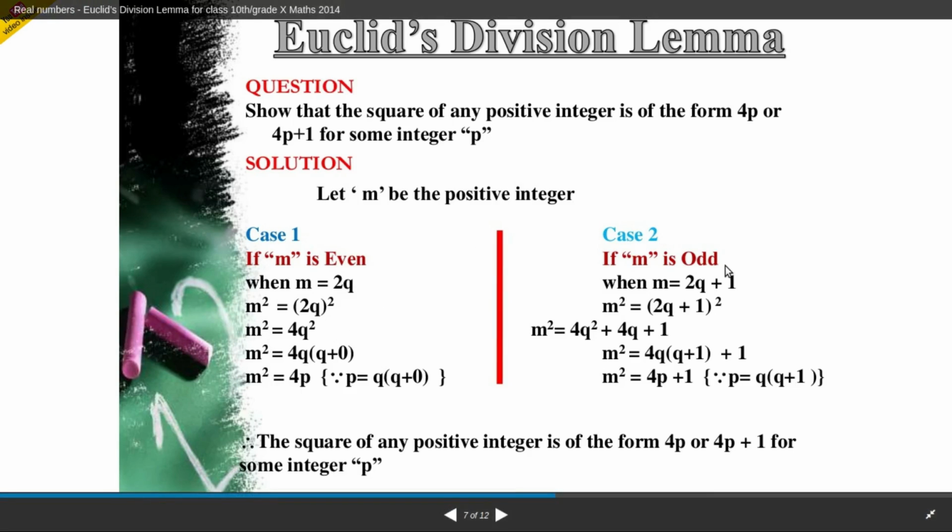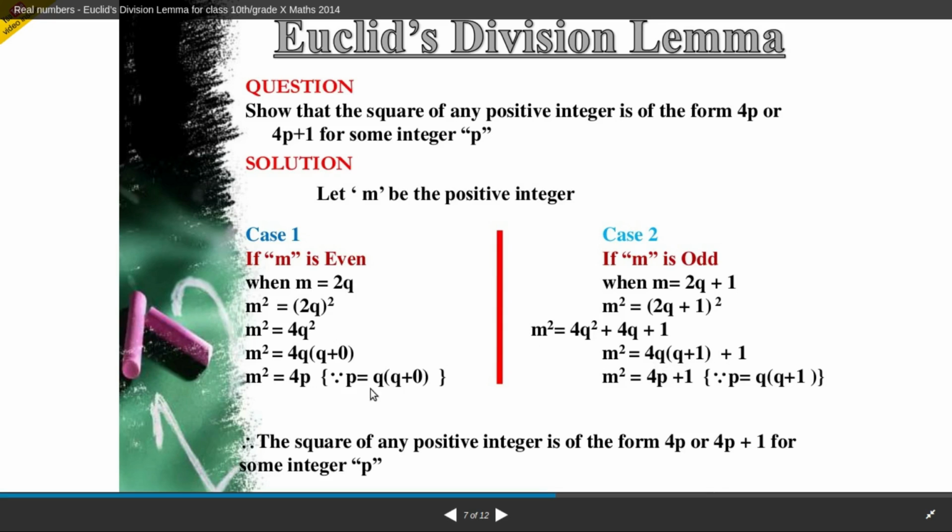If I take m as an odd number, what will I get? m is equal to 2q plus 1, square it using a plus b whole square. So I will get m square is equal to 4q square plus 4q plus 1, right? So if I express this in this form, what will I get? If I take q into q plus 1 as p, then I will get 4p plus 1, right? 4p plus 1. So what is p? q into q plus 1.